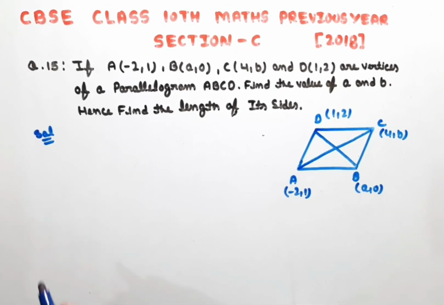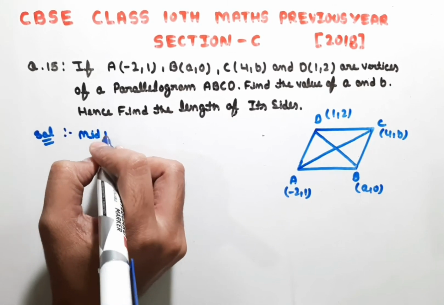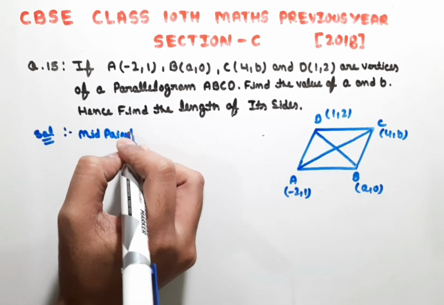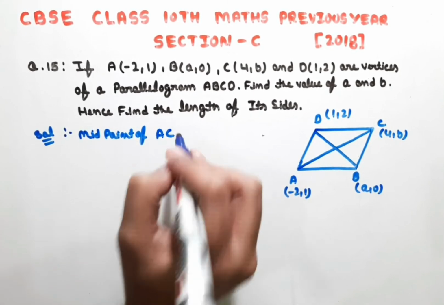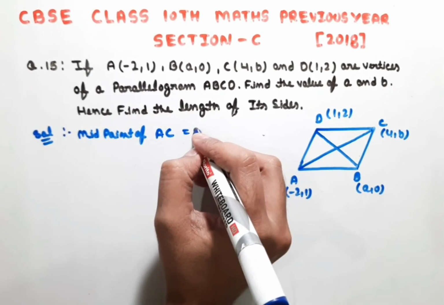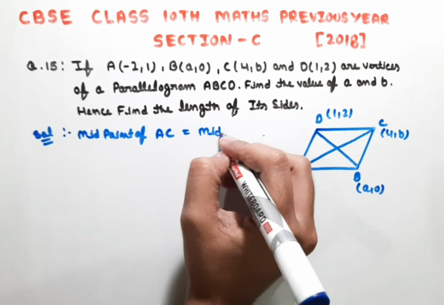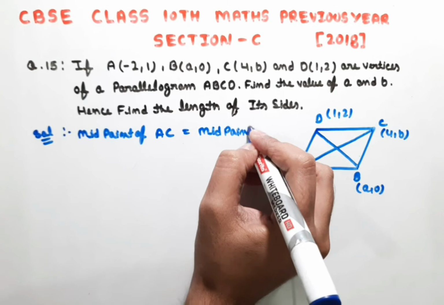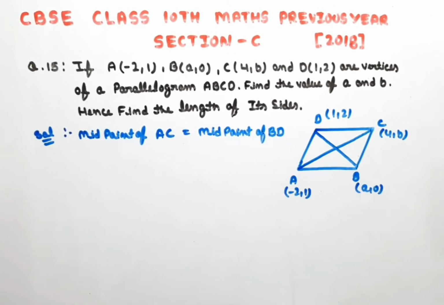It means the midpoint of AC will be equal to the midpoint of BD.